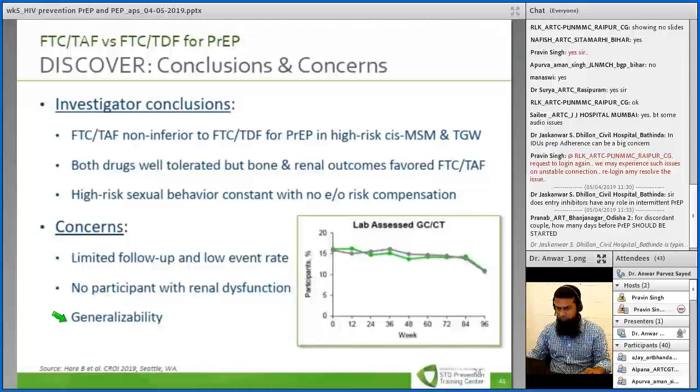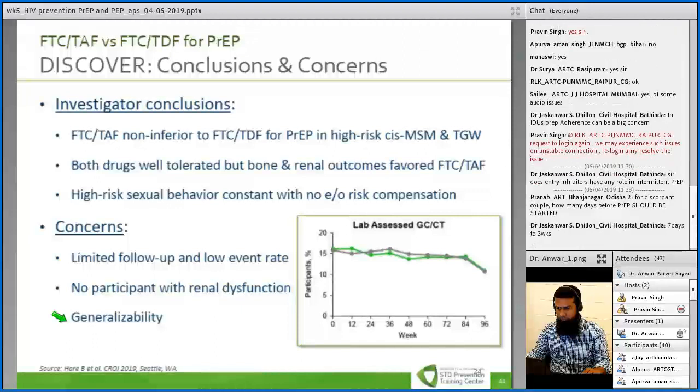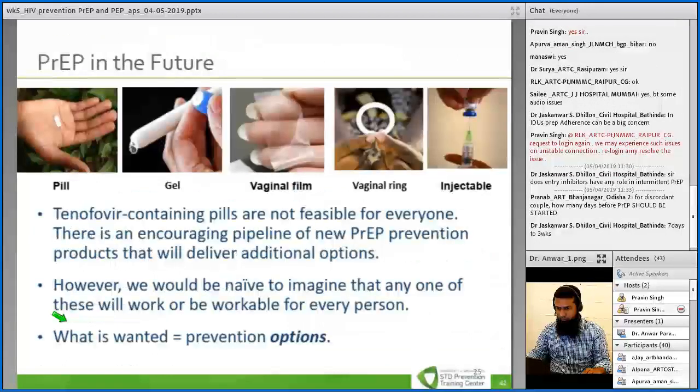High risk individuals' behavior remained constant with no evidence of compensation. But the concerns are limited follow-up, no participants with renal dysfunction, and generalizability to all. So Dr. Bryan was hoping that in the next 6 months this might get approval, but these are the concerns which the FDA might review.